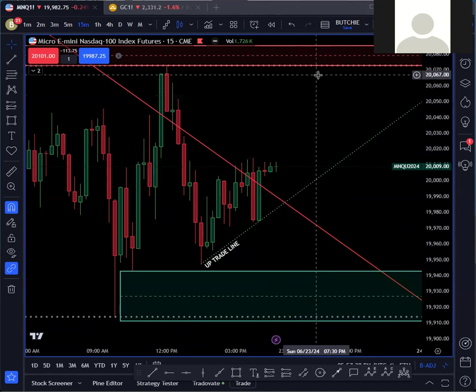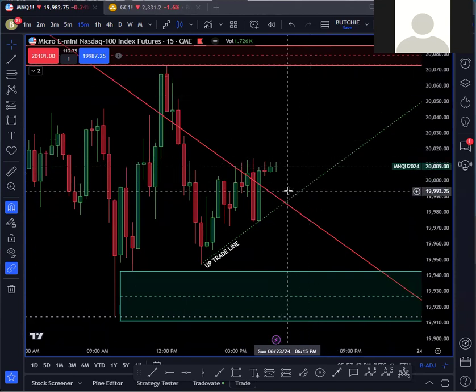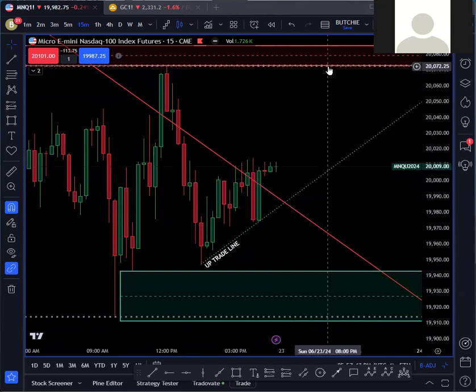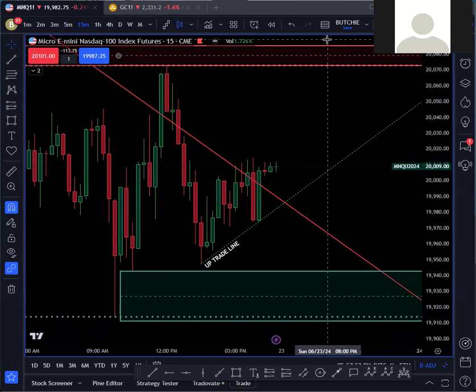So if it pulls up, that's what we want to see here. I'd love to see it come back down and bounce in this area somewhere off the trade line and then shoot for this sell zone as my target. And then, of course, if it breaks through that, then we're going to hold on to our position long.